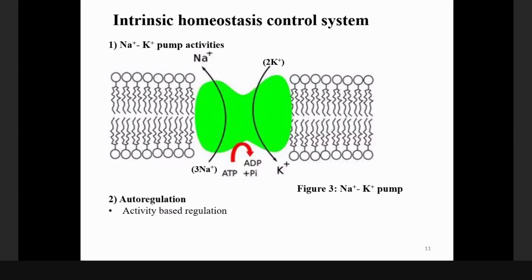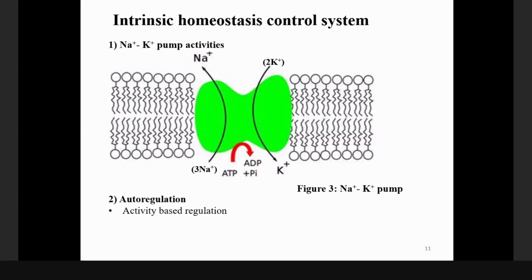So the cell is losing 1 cation, because the net is 1. 3 sodium leave, 2 potassium enter. So if you have a number of sodium-potassium pumps in the cell membrane, the cell is losing more cations. More sodium leaves the cell than potassium enters into the cell. And you should know that sodium has an osmotic effect. That means sodium has an ability to attract water. So water follows the direction of sodium. So when sodium leaves the cell, water leaves the cell.